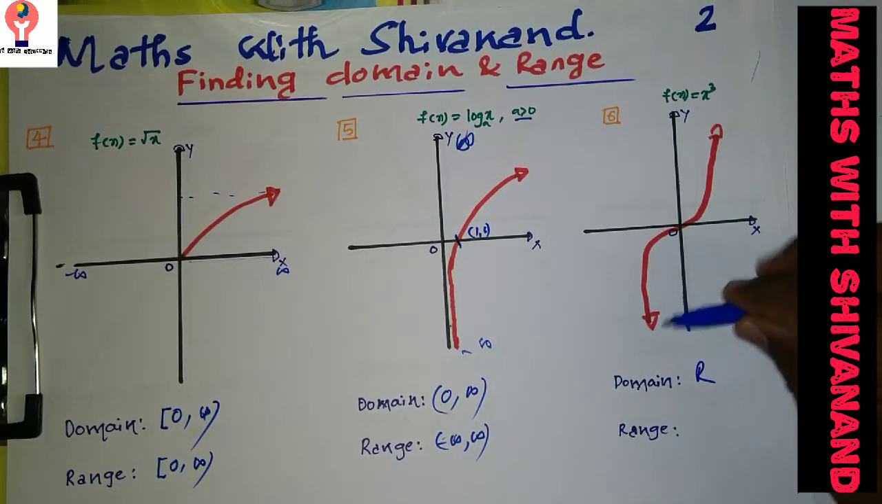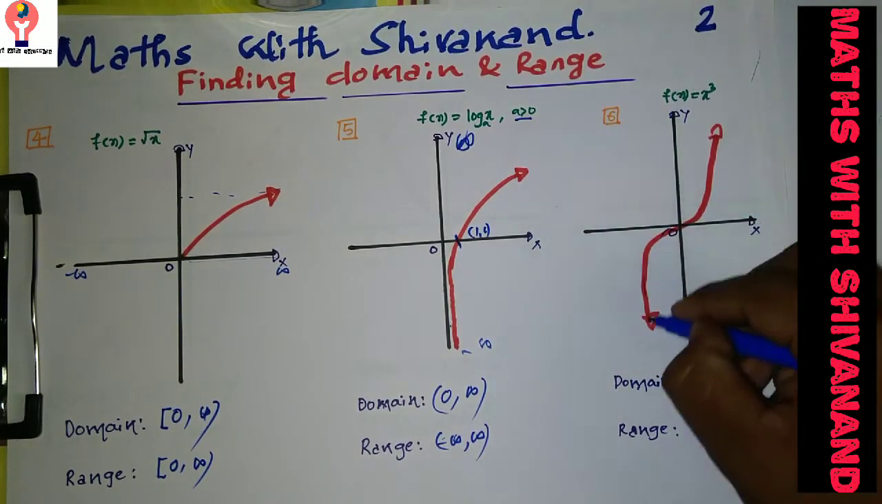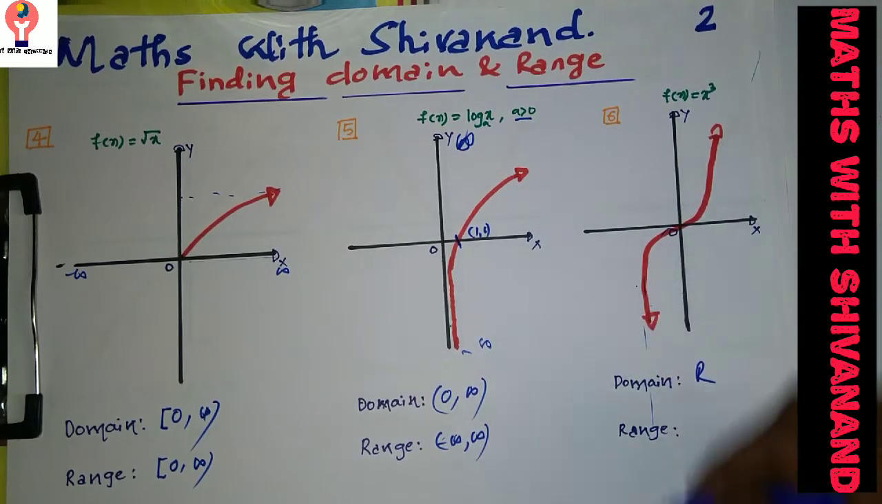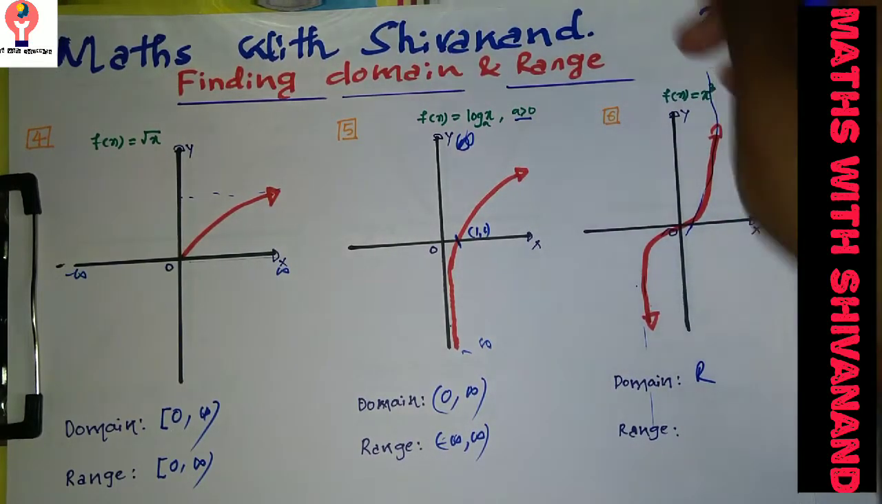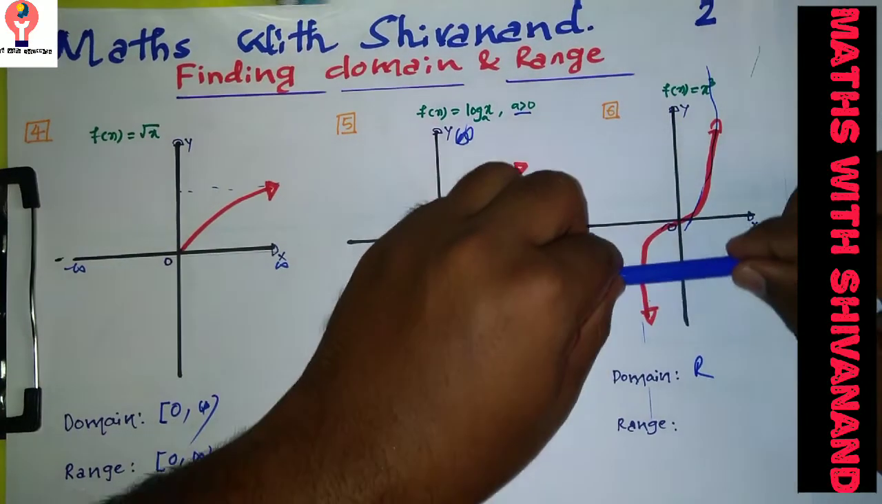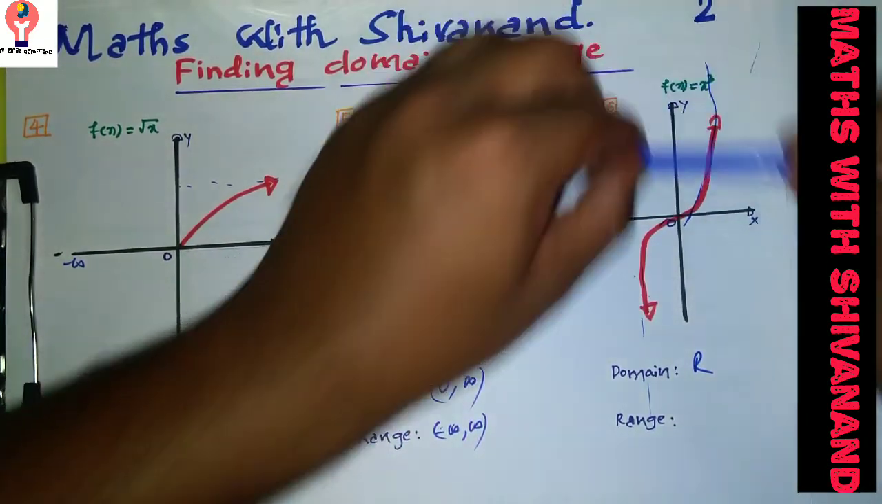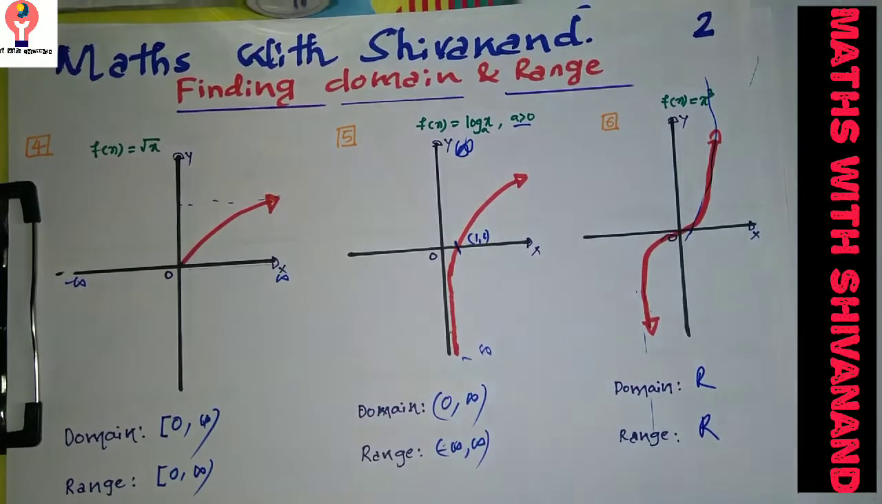Okay, and the range is also, see here, your graph has the y value approaching minus infinity as well as plus infinity. So it will have all the values right from minus infinity to plus infinity. Hence the range is also all real numbers.